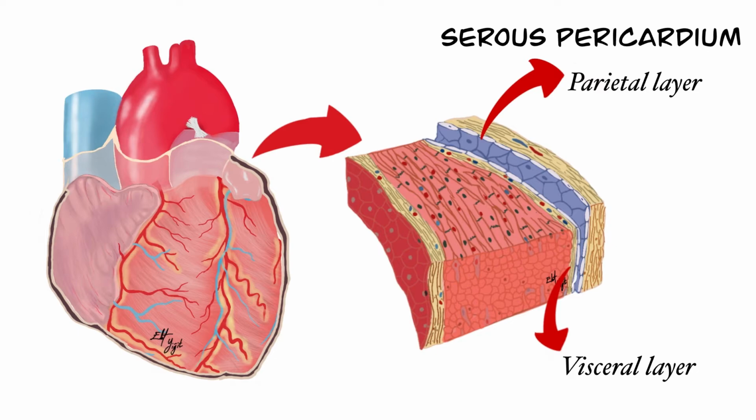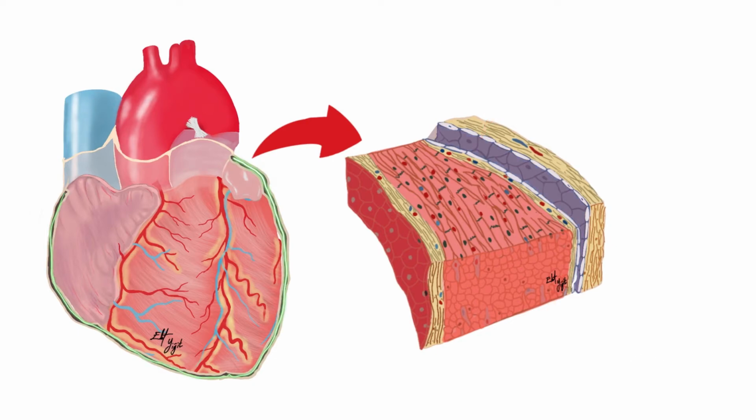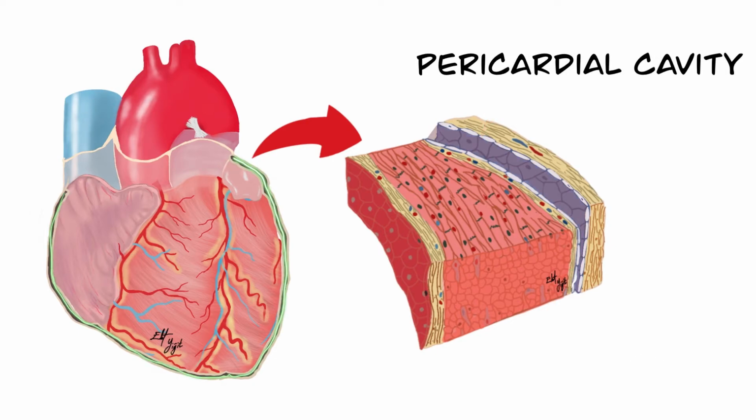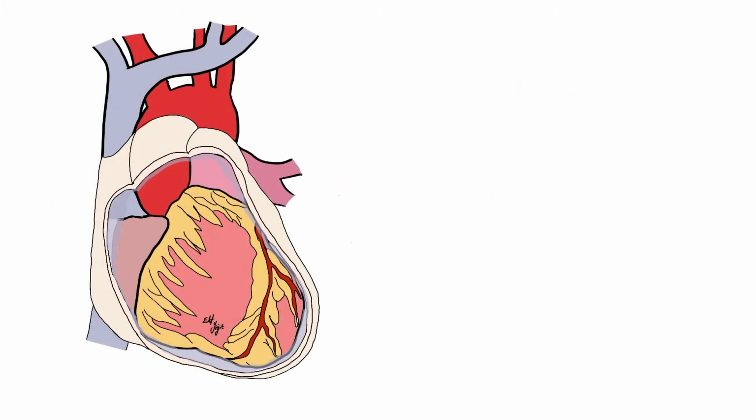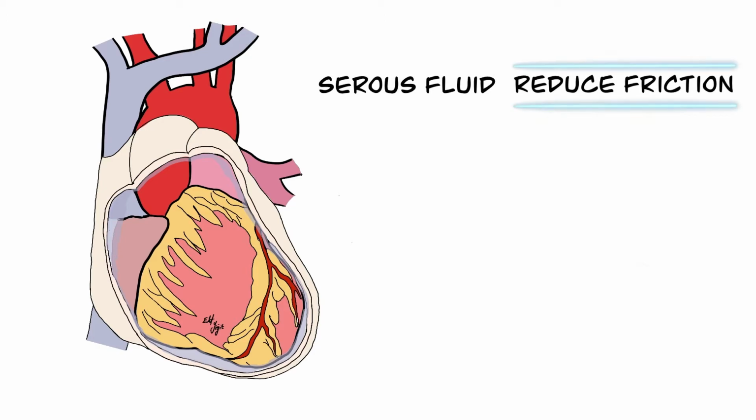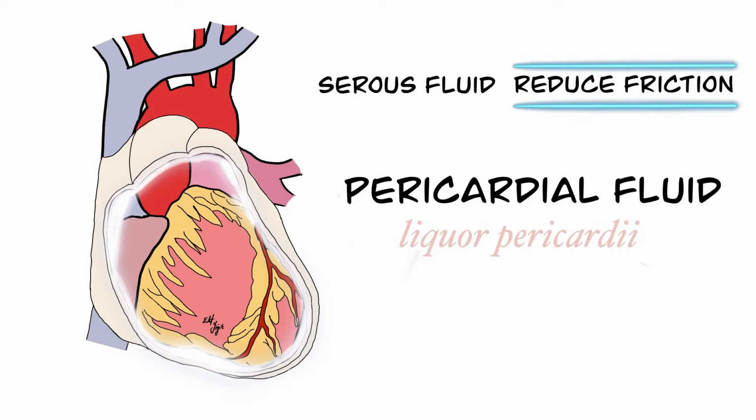The potential space between the parietal and visceral layers of serous pericardium is the pericardial cavity, or cavitas pericardialis in Latin. Cavitas means cavity. This cavity contains a thin serous fluid which helps to reduce friction while the heart moves, so the heart can move by sliding within the pericardial sac. The serous fluid between layers of serous pericardium is pericardial fluid, or liquor pericardii.